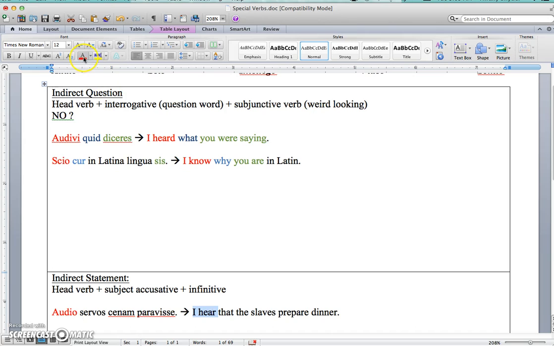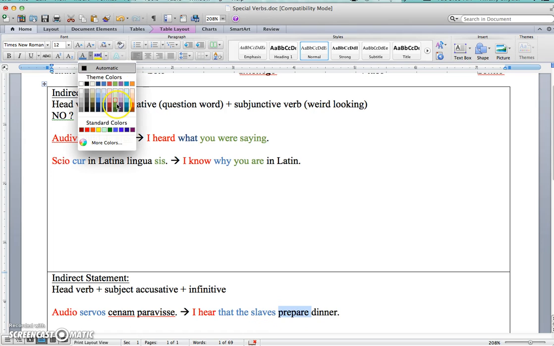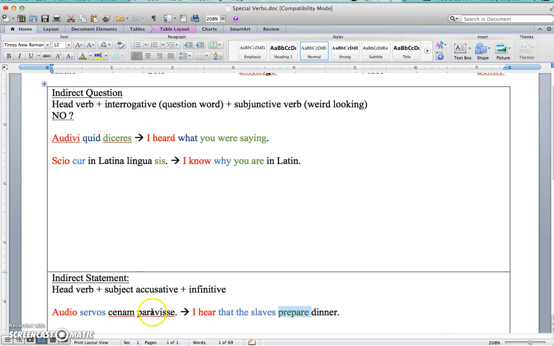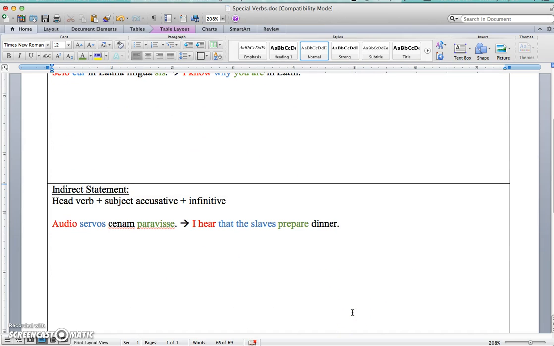the head verb in red, the subject accusative in blue, and let's say this is the whole subject accusative translation. Once you know you're dealing with that indirect statement, like I said, you can put that in there. It just kind of clears things up, makes it flow nicer in English. There is no word for that, of course, in Latin, however. So I'm highlighting only the essential pieces. Dinner is an extra bit of information. It's not an essential piece of an indirect statement.